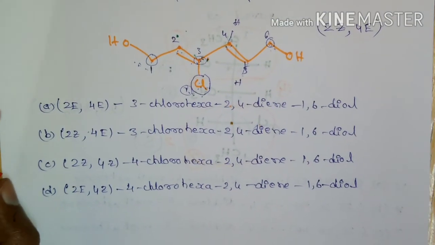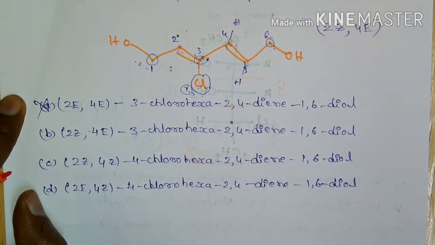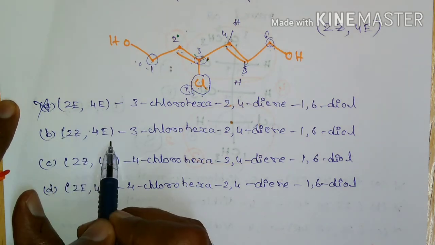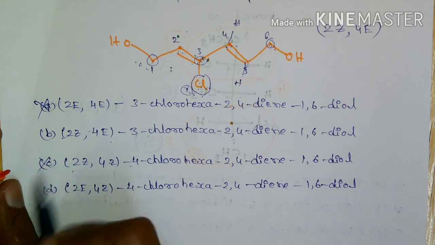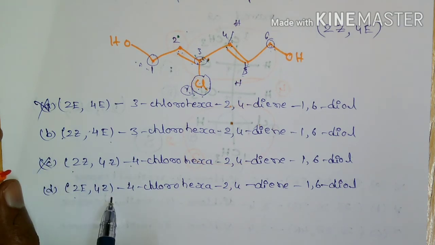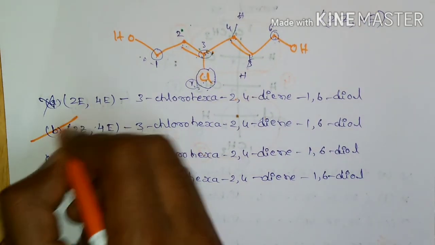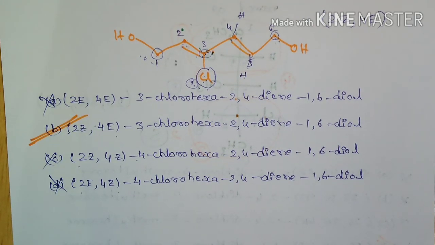So in these 4 options we need to check whether we have any option which is 2Z and 4E. The first option we can rule out, that is 2E 4E. Second option 2Z 4E. Fourth option 2Z 4Z can also be ruled out, and 2E 4Z can also be ruled out. So the correct answer will be this one. It is only based on the configuration that we can identify the correct option.